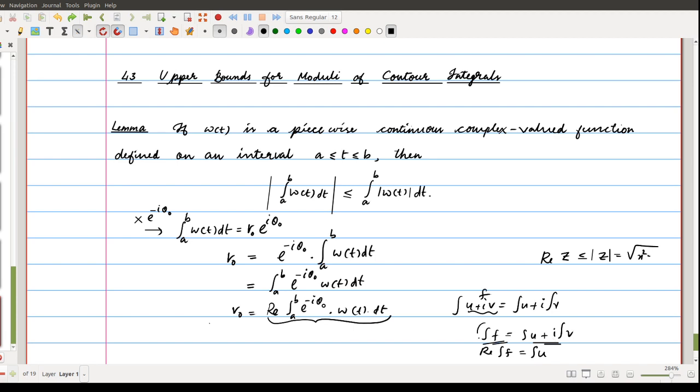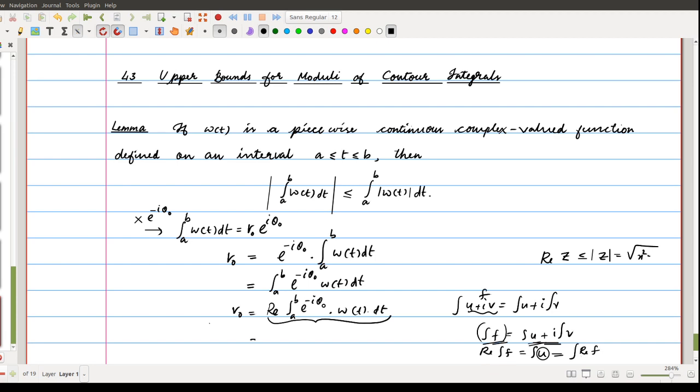So what is the real part of this integral? Real part of integral f is nothing but integral u. So that is the real part of this complex number. What is u here? u is the real part of f itself. So the real part of integral f is always the same as the integral of the real part of f.